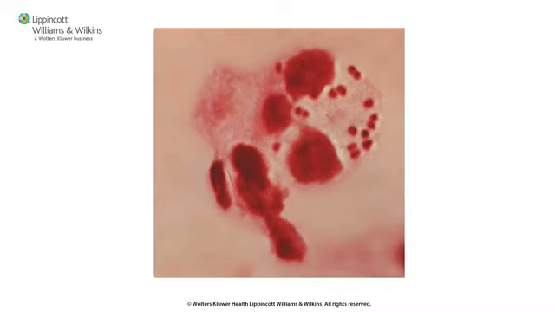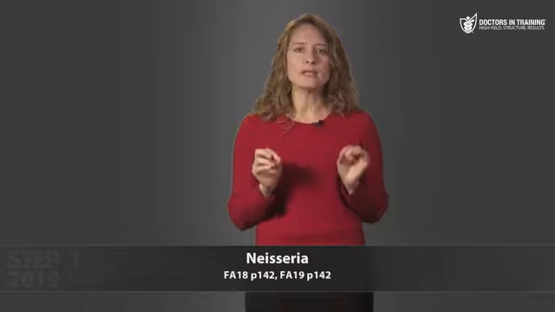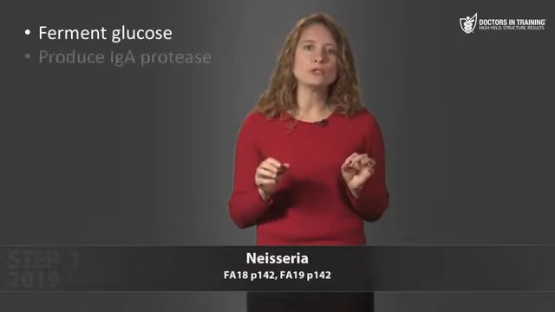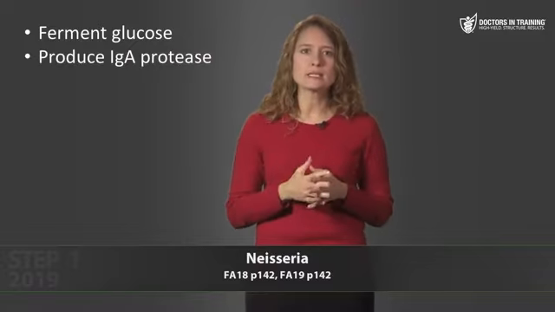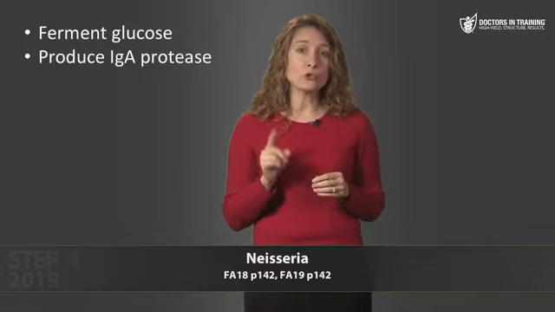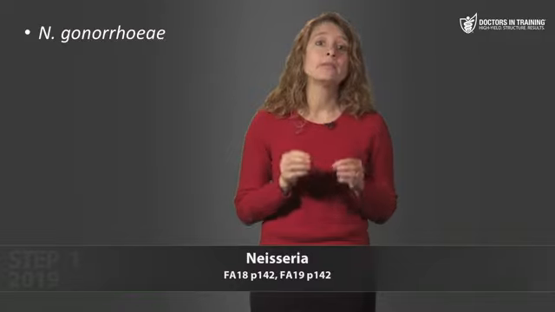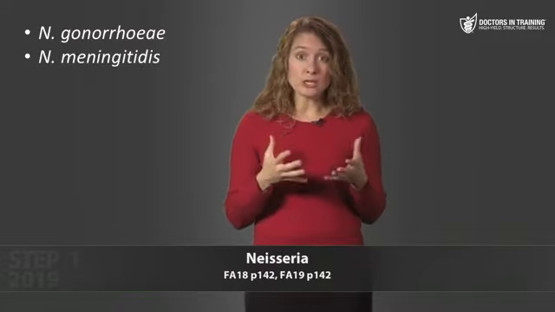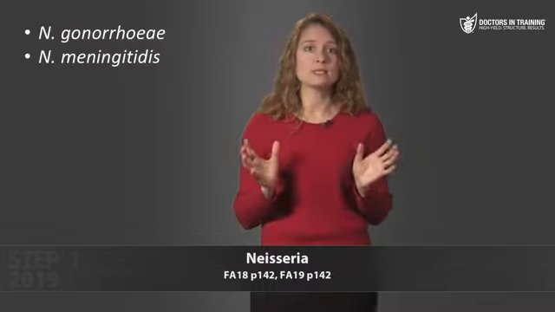And while we're on gram-positives, do you remember what you're supposed to think if I say gram-positive clusters? Well, that should make you think staphylococci. But now these are gram-negative diplococci. That should make you think Neisseria species. These ferment glucose and produce an IgA protease. The two most important species for you to remember are Neisseria gonorrhoeae and Neisseria meningitidis. And though these share a genus, they have a whole lot of differences.